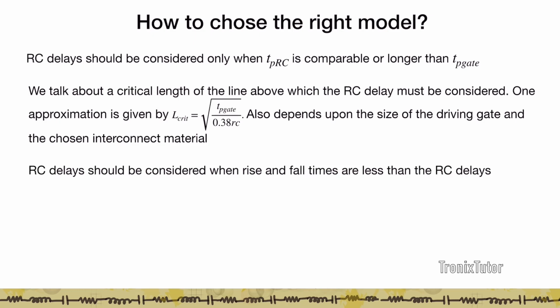RC delay should be considered when the rise and fall times of the signal are much less than the RC delays. So this is also further going to delay the signal. If you ignore the interconnect component, then you're going to again underestimate your delay in your line.